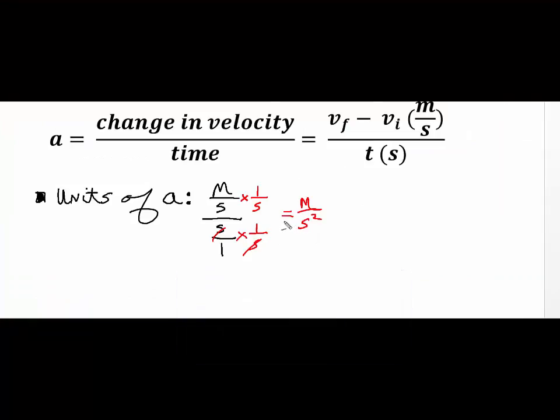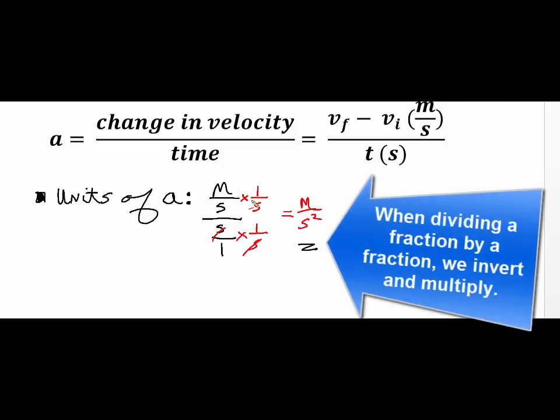Why are the metric units of acceleration meters per second per second? We can rewrite this as meters per second divided by seconds, and then rearrange that as meters per second times 1 over seconds. This gives us meters per second squared, or meters per second each second.